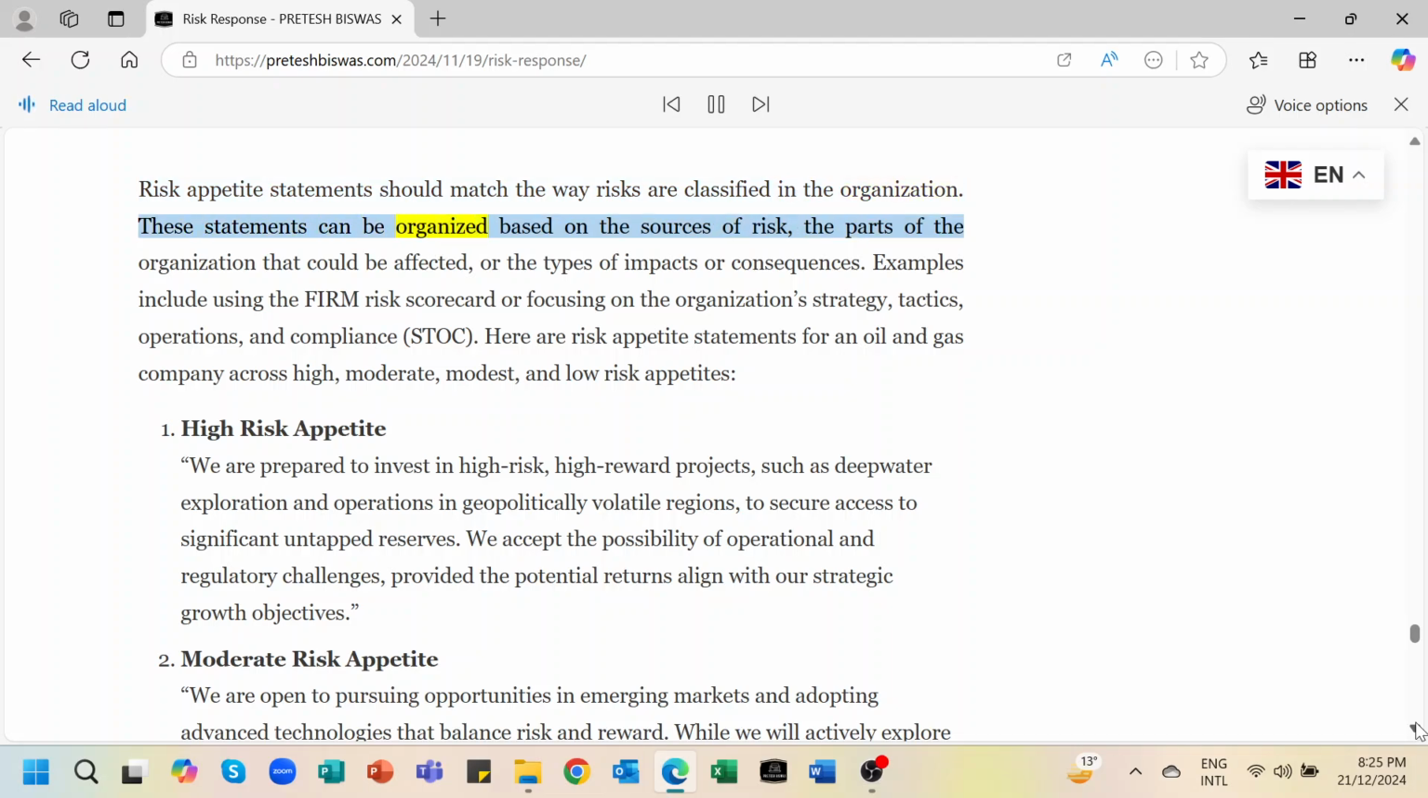Risk appetite statements should match the way risks are classified in the organization. These statements can be organized based on the sources of risk, the parts of the organization that could be affected, or the types of impacts or consequences. Examples include using the firm risk scorecard or focusing on the organization's strategy, tactics, operations, and compliance risk. Here are risk appetite statements for an oil and gas company across high, moderate, modest, and low risk appetites.